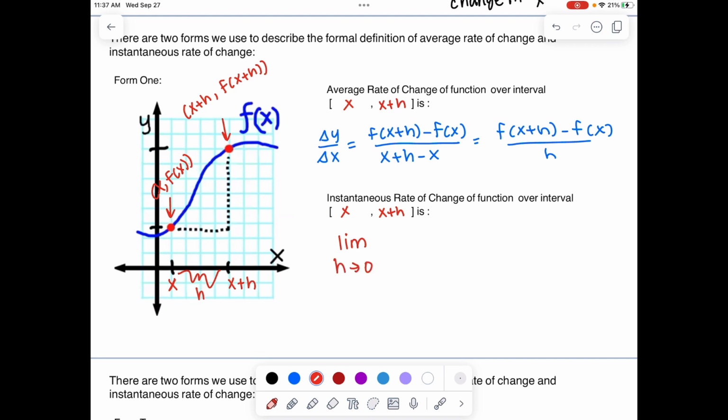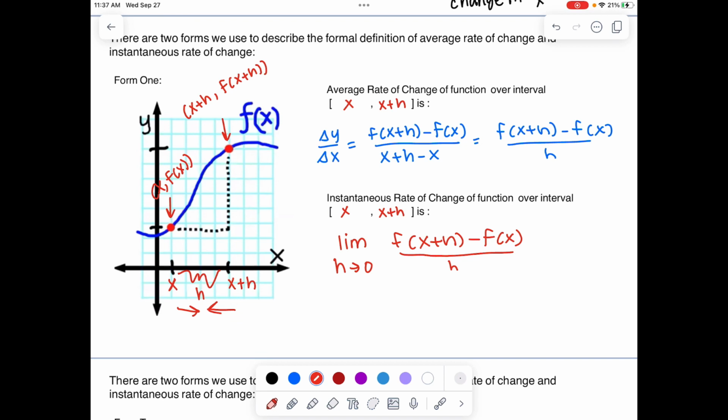So as those two x values get closer and closer and closer together, we're thinking about the idea of them moving together, so the gap is getting smaller. So that's why we do the limit as h approaches 0. And then the rest of this formula is just the average rate of change formula. We're just taking the average rate of change over and over again as the gap between those x values gets smaller. So that's one formal definition of average rate of change and instantaneous rate of change. So that's one mathematical representation you'll see.